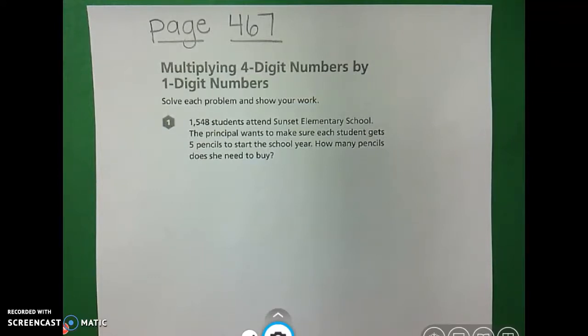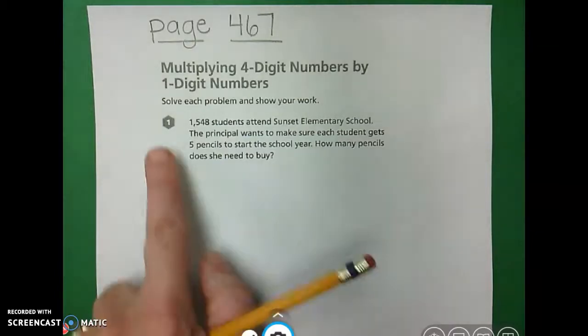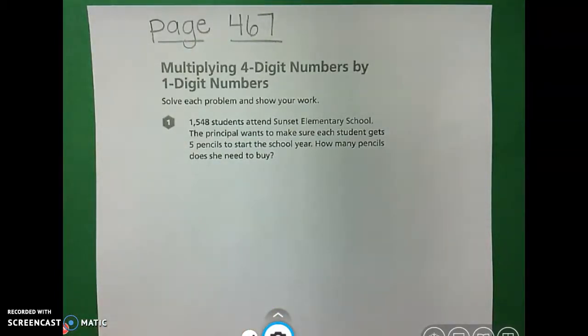All right, I want you to open up your Math Student Activity book to page 467, and I want us to look at problem number 1. So go ahead and get out your math workbooks and a pencil and open up to page 467, and we're going to look at problem number 1. Let's read this problem together. Solve each problem and show your work.